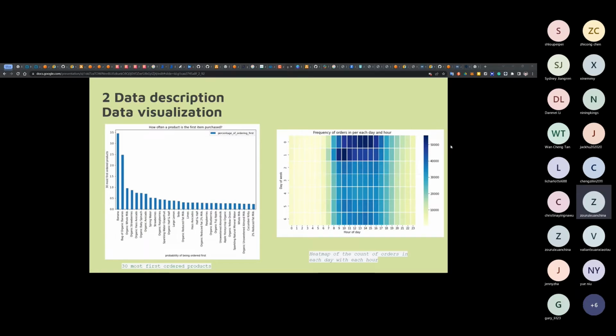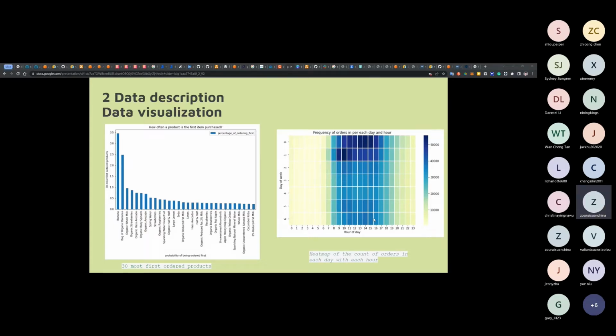As the data description shows on the graph, we did some primary data visualization. The first diagram shows the 30 most frequently first-ordered products. By building this diagram, we can help our system to have a cold start, which means if the customer hasn't bought anything, we can still give them some recommendation. For example, if most customers would buy banana, then the cold start customer can also be recommended a banana.